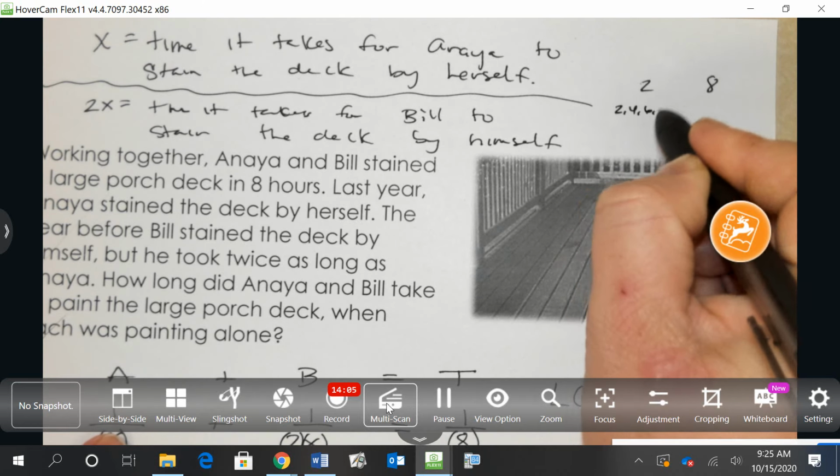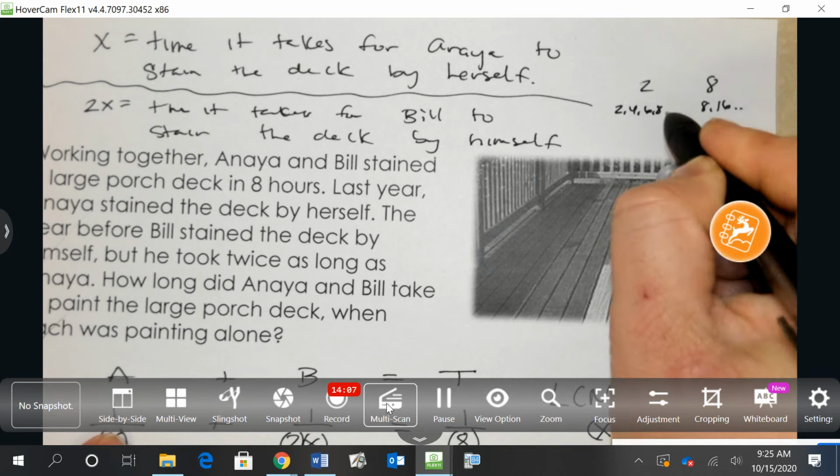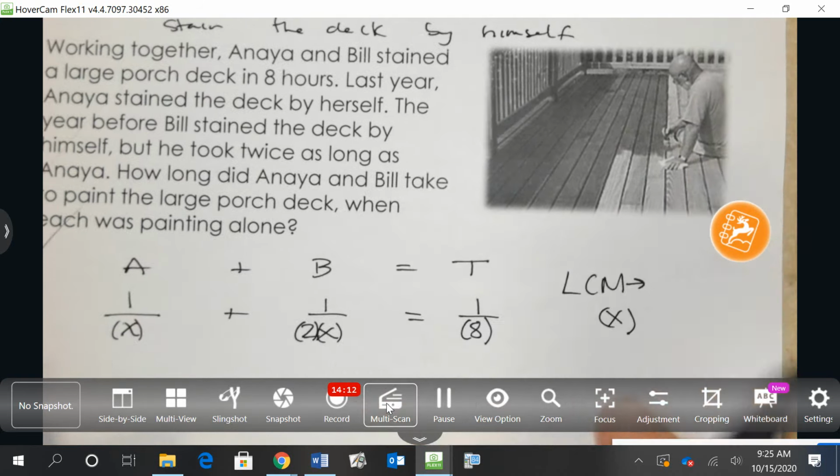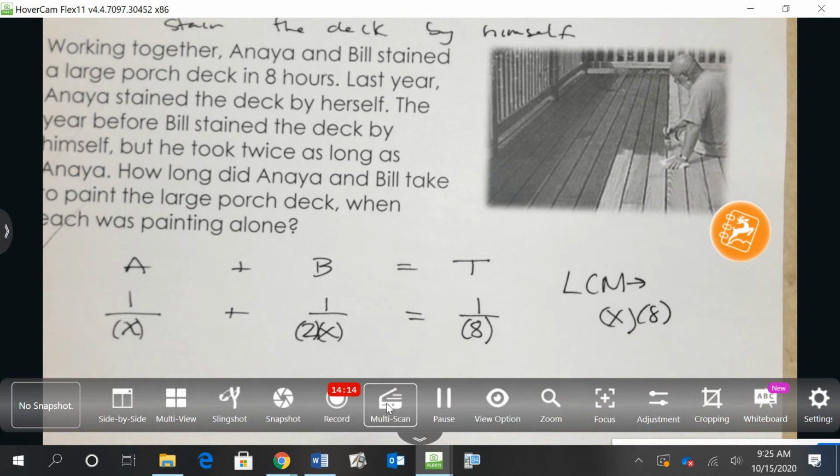2, 4, 6, 8. 8, 16. The smallest number in both of these lists would be 8. So the LCM is 8x or x8. Now I'm going to apply that.